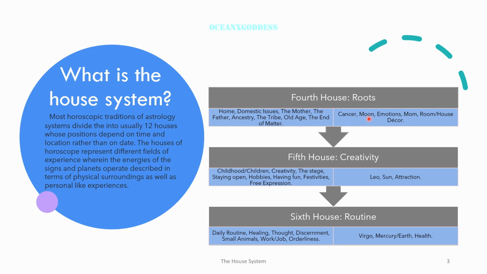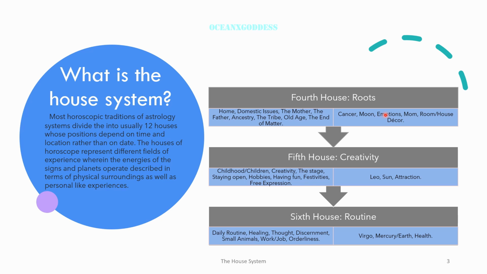Some things that correlate to the fourth house are Cancer, moon, emotions, mom, room or house decor. Your room or house decor, okay? The fourth house does deal with the home. As you see, we do have Cancer here and the moon here. And Cancers, as the crab of the zodiac, are really worried about their home space, because their home space is with them. They are shellfish. You get me? So the fourth house can also have a lot to do with our emotions and how we show them.